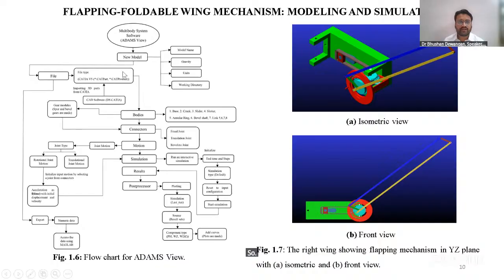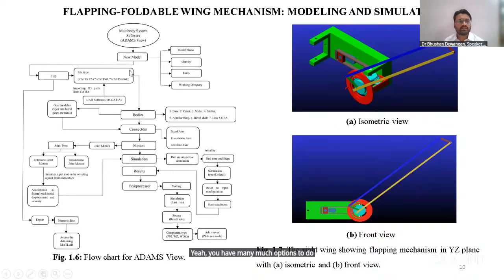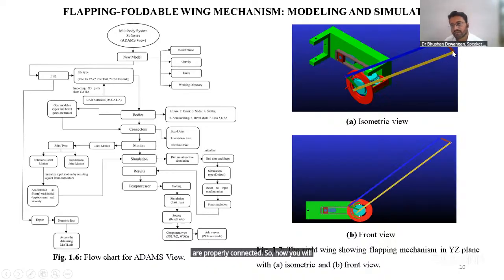So in this, the bodies are created using CAD software. Any CAD software you can use. Here I used CATIA because in CATIA you have many options. And the connectors here just mean what joints we have to make. Because if you make this link, there is no purpose of the link unless you have properly connected it. So how will you connect? You will connect through joints.